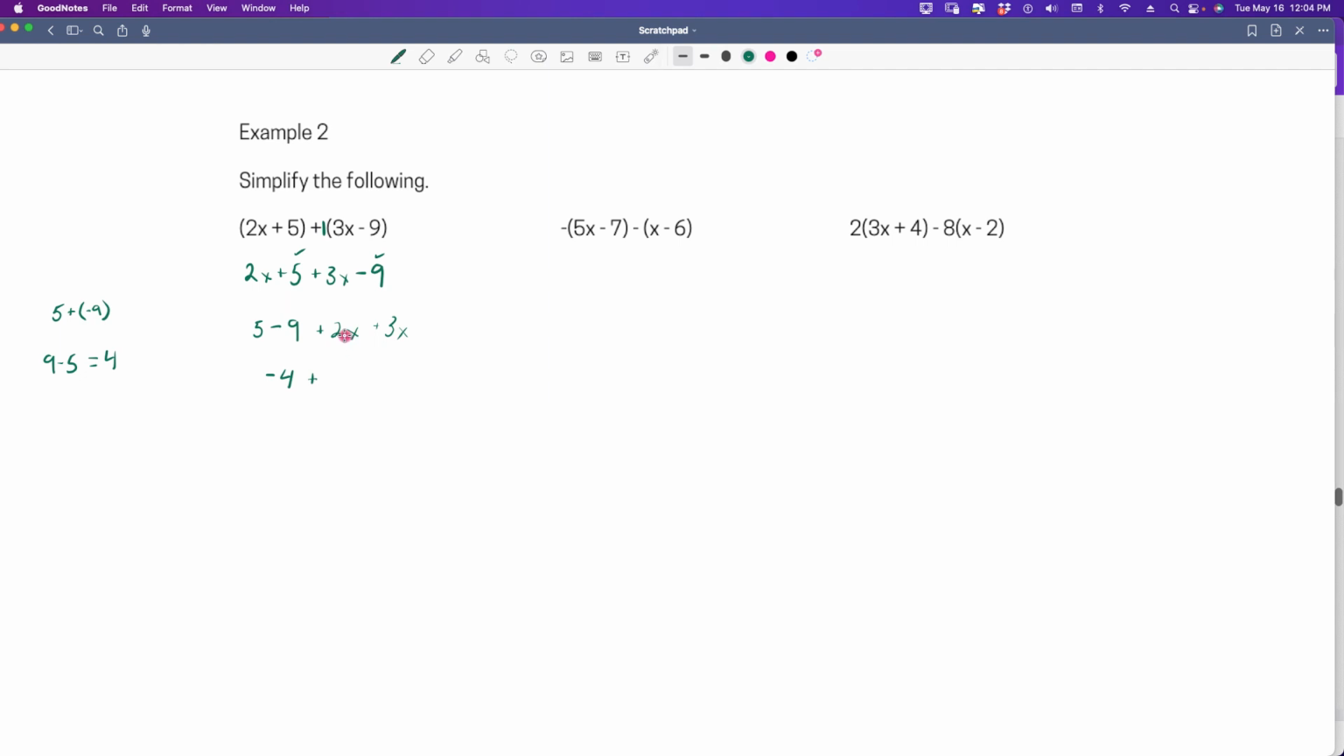But what I can do is look at the constants here and combine them. I have a positive 2 and a positive 3. That's 2 plus 3. That's going to be 5. And the variable that goes with it is x.